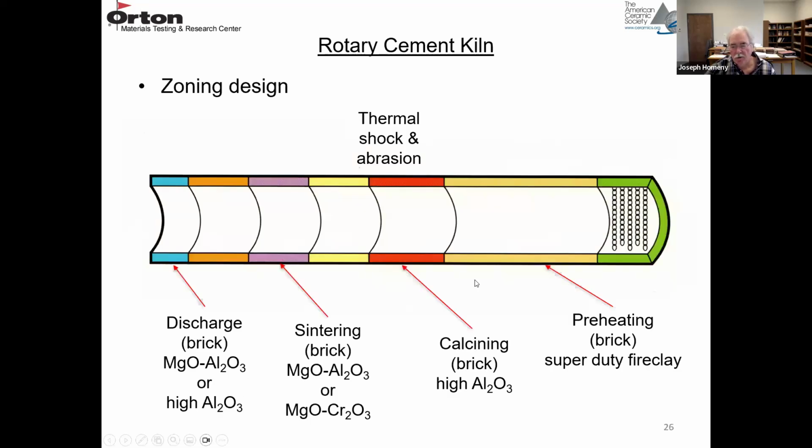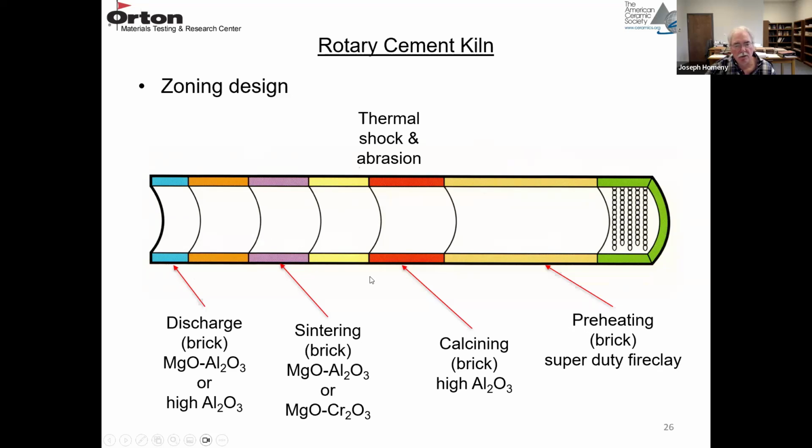So how this is zoned, the primary issues are thermal shock and abrasion. This is the cold end. These are just chains that hang down to help prevent clinker buildup. This is the preheating zone, the low temperature area. That's usually a Super Duty fire clay brick.